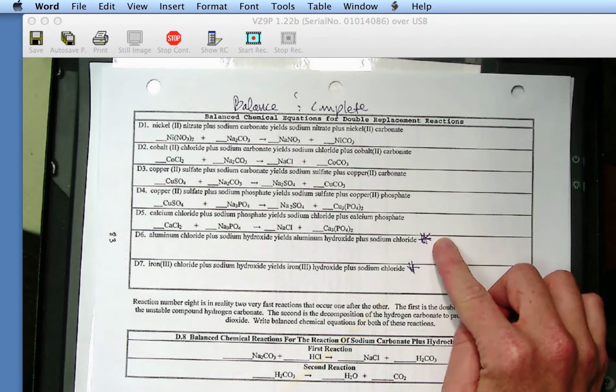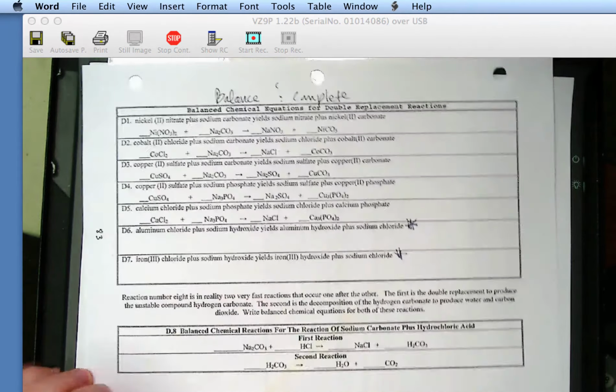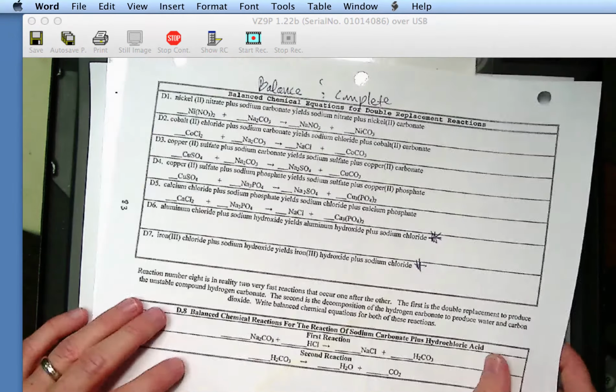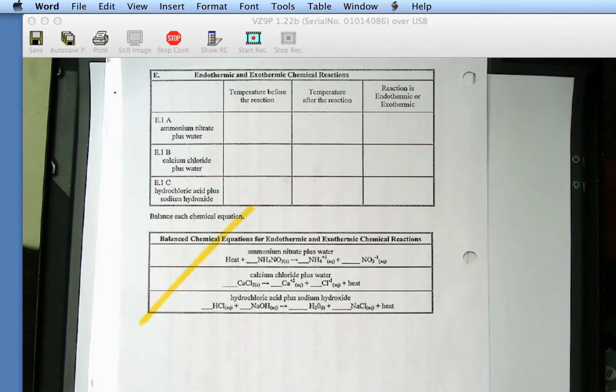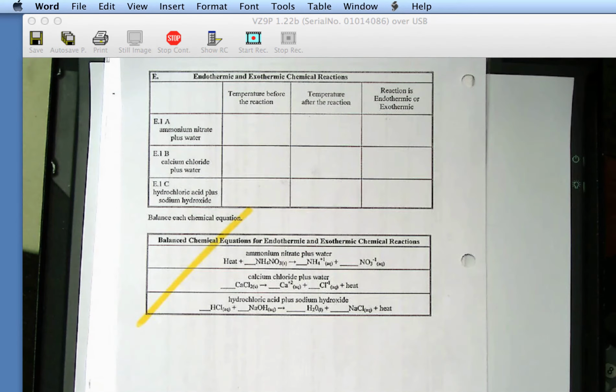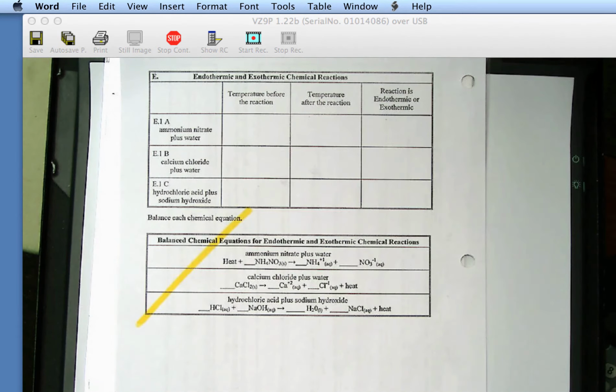But all good practice for you. You're doing that bottom set too? Yeah, the bottom set. And then on page 84, this is the last page, the 3 chemical equations at the bottom need to be balanced. And that's all for experiment 9.